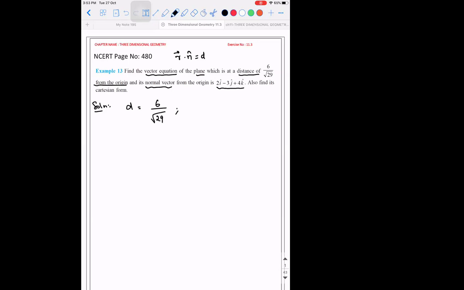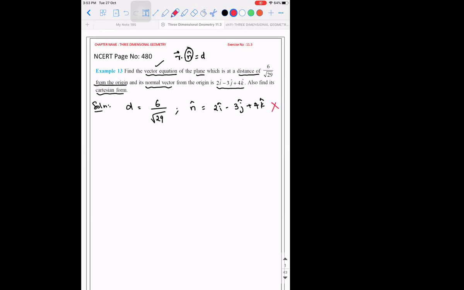So d is given. What else do we need? We need n cap. So n cap is given, right? It is 2i cap minus 3j cap plus 4k cap. Am I right? So they're asking the vector equation and they're asking the Cartesian form also. Did you understand how I took the data? Yes, sir. Okay.